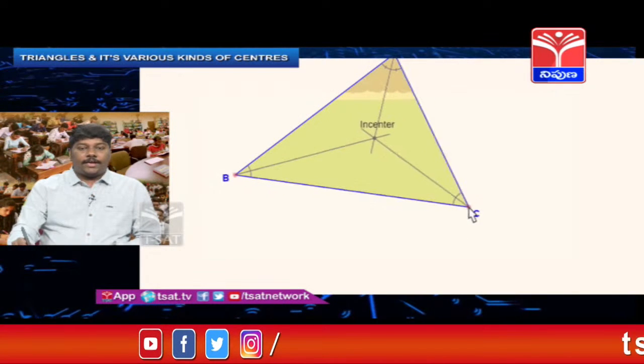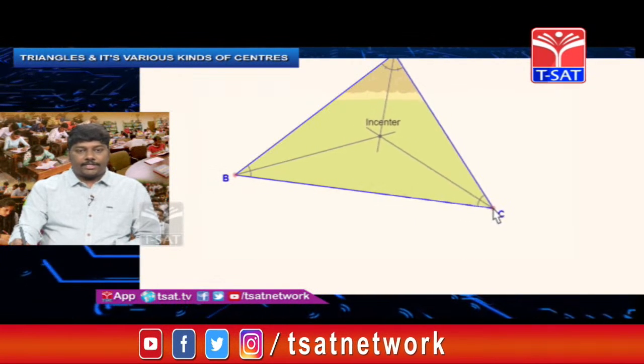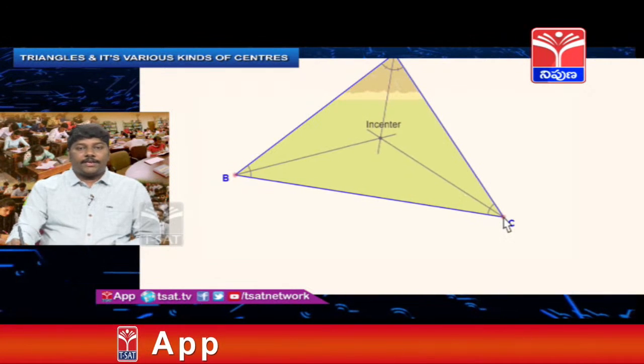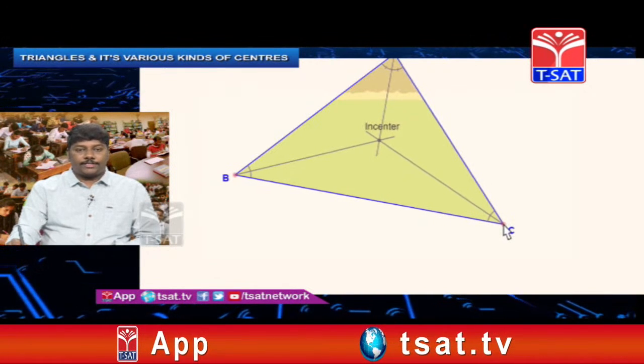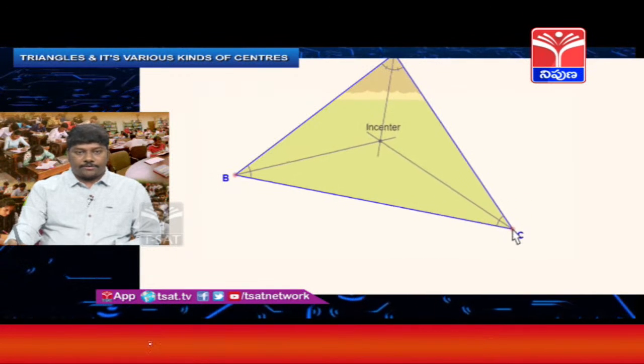Now here these are three angular bisectors. Look at it, this is called the incenter. The intersection point is the incenter. The incenter is always equidistant from the sides.